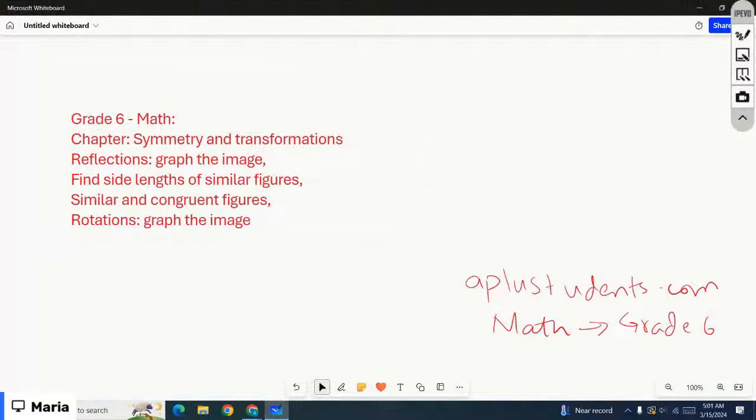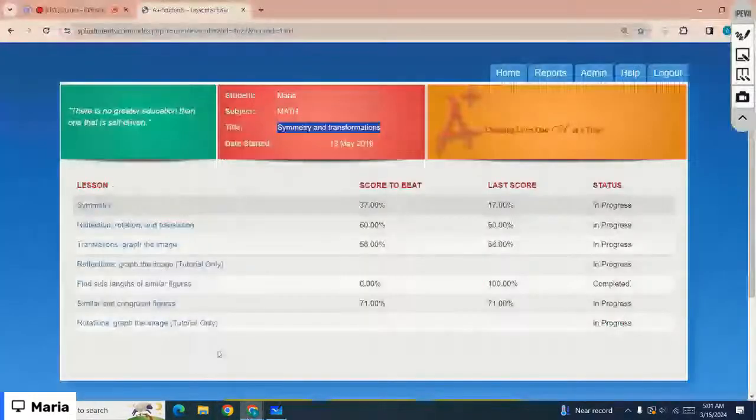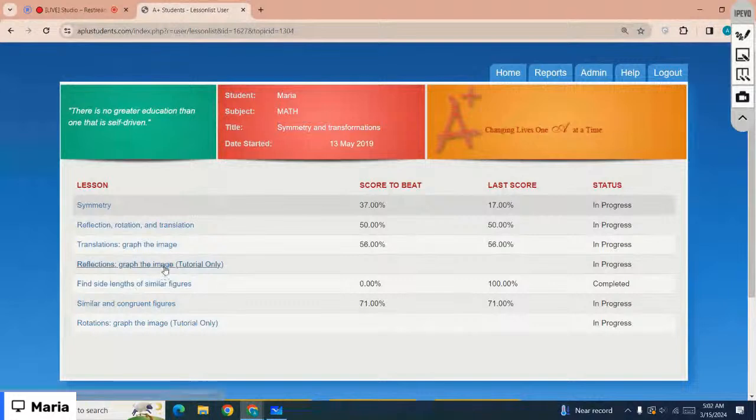Please make sure you have your notebook and pencil so that you can note down the important examples and definitions as well. So let's just start with the chapter symmetry and transformations. Here I am on grade 6 math. The chapter we're working on is symmetry and transformations. So let's just start with the lesson, that is reflections, graph the image.